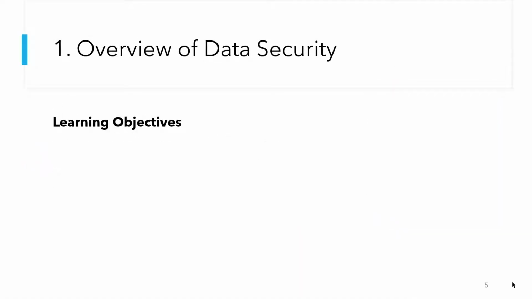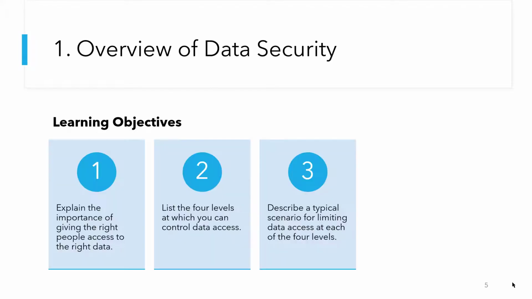Learning objectives. After completing this unit, you will be able to explain the importance of giving the right people access to the right data, list the 4 levels at which you can control data access, and describe a typical scenario for limiting data access at each of the 4 levels.